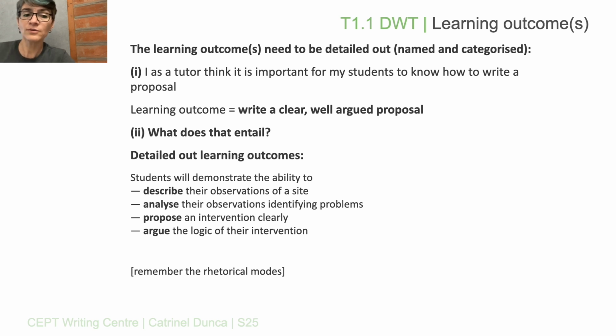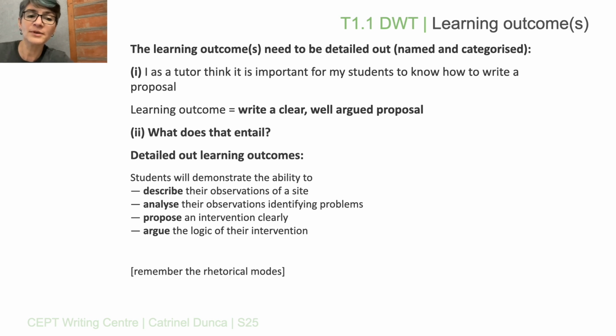And so, what we're saying is something more like this. I want my students broadly to demonstrate that they can write a clear, well argued proposal, and this entails the following detailed learning outcomes. It entails an ability to describe their observations of the site that they have visited. We know what description means because we've looked at the rhetorical modes. It entails the ability to analyze what they have seen. So they identify the patterns, they see the logical connections, and they express them.